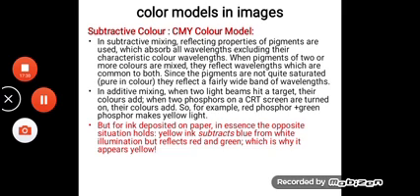When the pigments of two or more colors are mixed, they reflect wavelengths which are common to both. Since the pigments are not quite saturated, not pure in color, they reflect a fairly wide band of wavelengths. While in additive mixing, as I told earlier, when two color beams hit the target, take the example of the CRT screen.